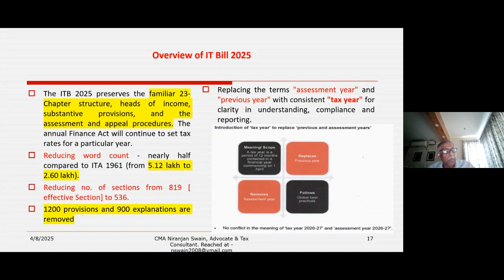So now coming to the overview of the bill. What are the changes that have taken place? Are there any major changes or new changes? And if there are changes, what are the changes chapter wise? So that we can discuss now.